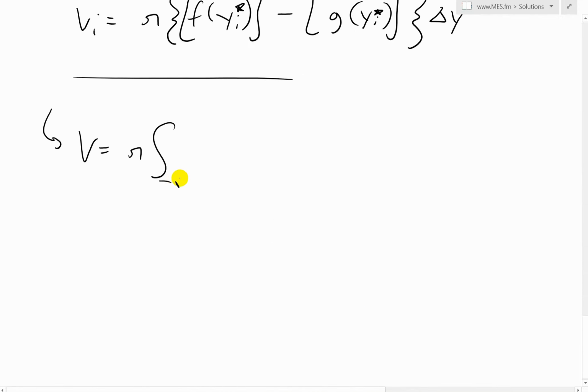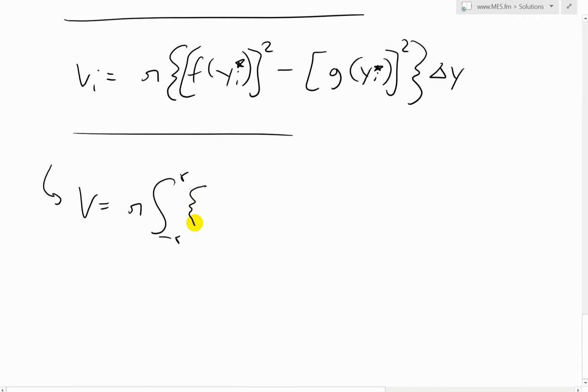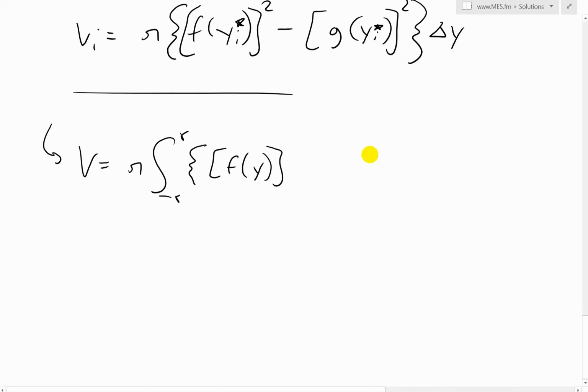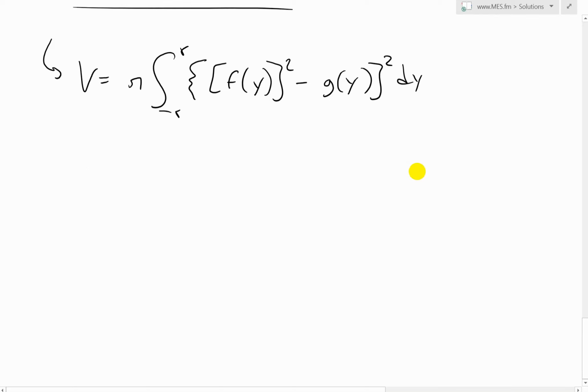So we get negative r to r, and this is going to be pi, and we put this stuff inside. F of y. This is just going to be f of y, because this delta y is going to be infinitely small, so the sample points are going to coincide. That yi star is going to be yi or yi minus 1, all coinciding with the same value. So this is f of y squared minus g of y squared, and then dy, which is the infinitely small delta y. I'll write this a bit neater.